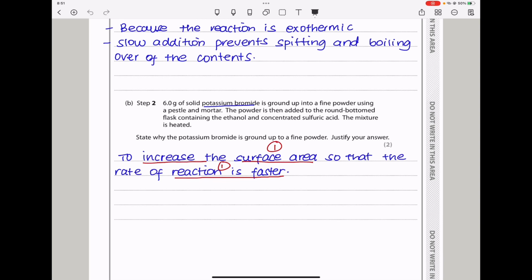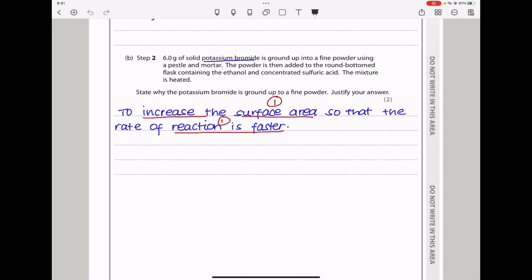Anytime a reaction is carried out and the solid is ground up into powder, the aim is to increase the surface area so that the reaction can go faster. So I said to increase the surface area so that the rate of reaction is faster. This allows for faster interaction between the liquid and the solid when the surface area is high so that the rate of reaction can proceed faster.